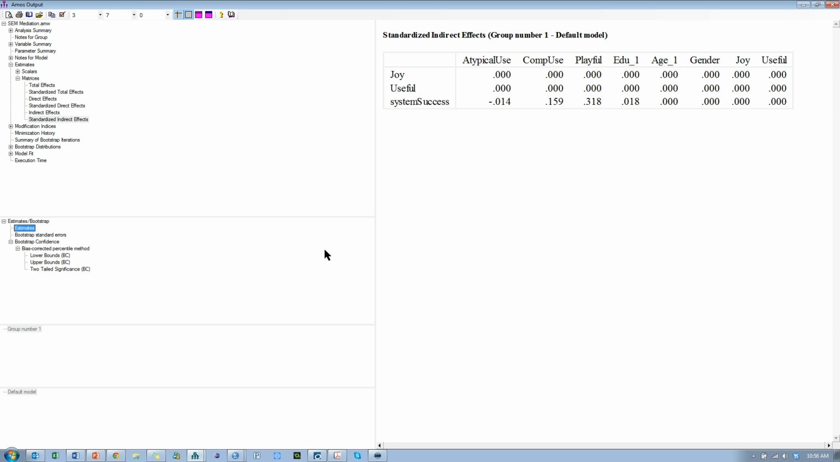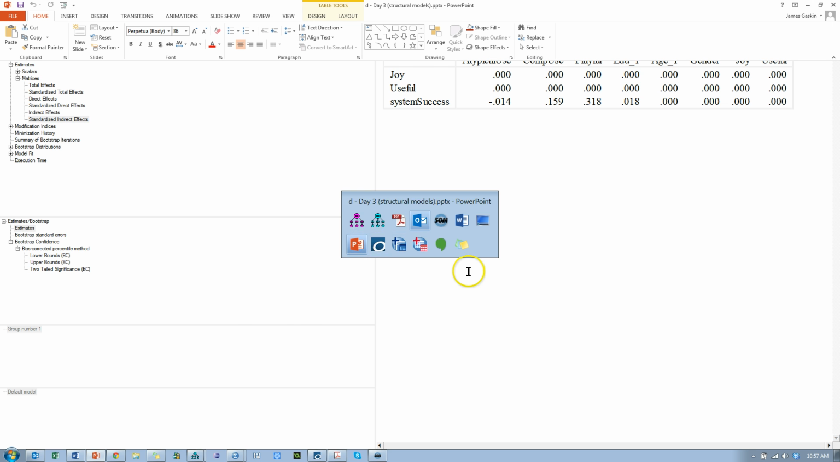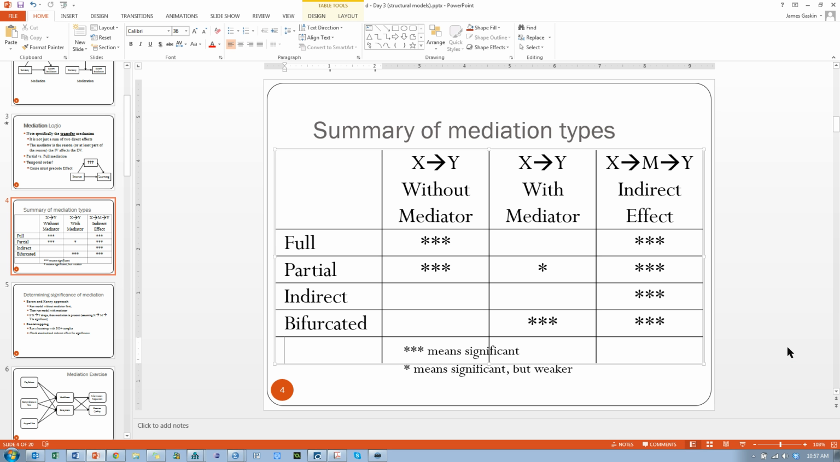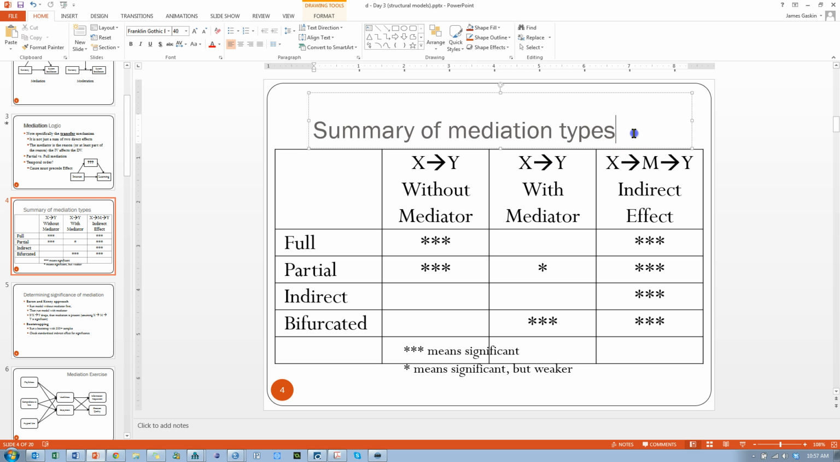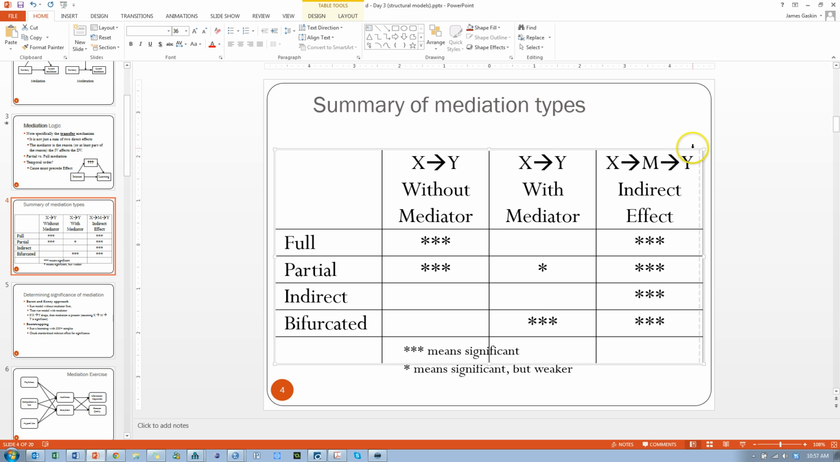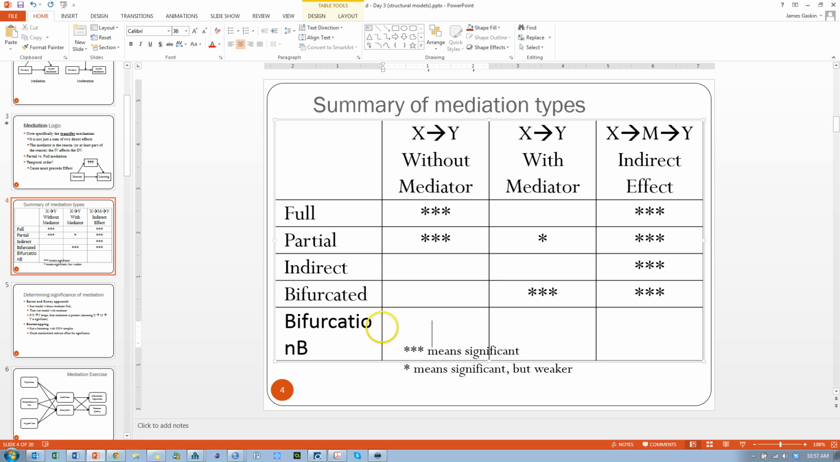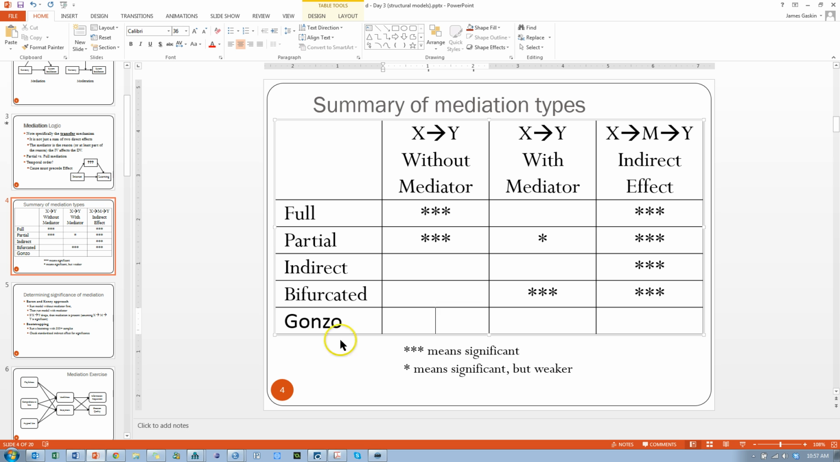Another thing, though. I discussed bifurcation, but I missed a piece of bifurcation somebody brought up. What if this funny thing happens? Let me add a row here. Bifurcation B or something like that. I get to name this stuff, so here we go. Where without the mediator, you have nothing. With the mediator, the direct effect is significant, but the indirect effect is not. What is this? Because this also happens.